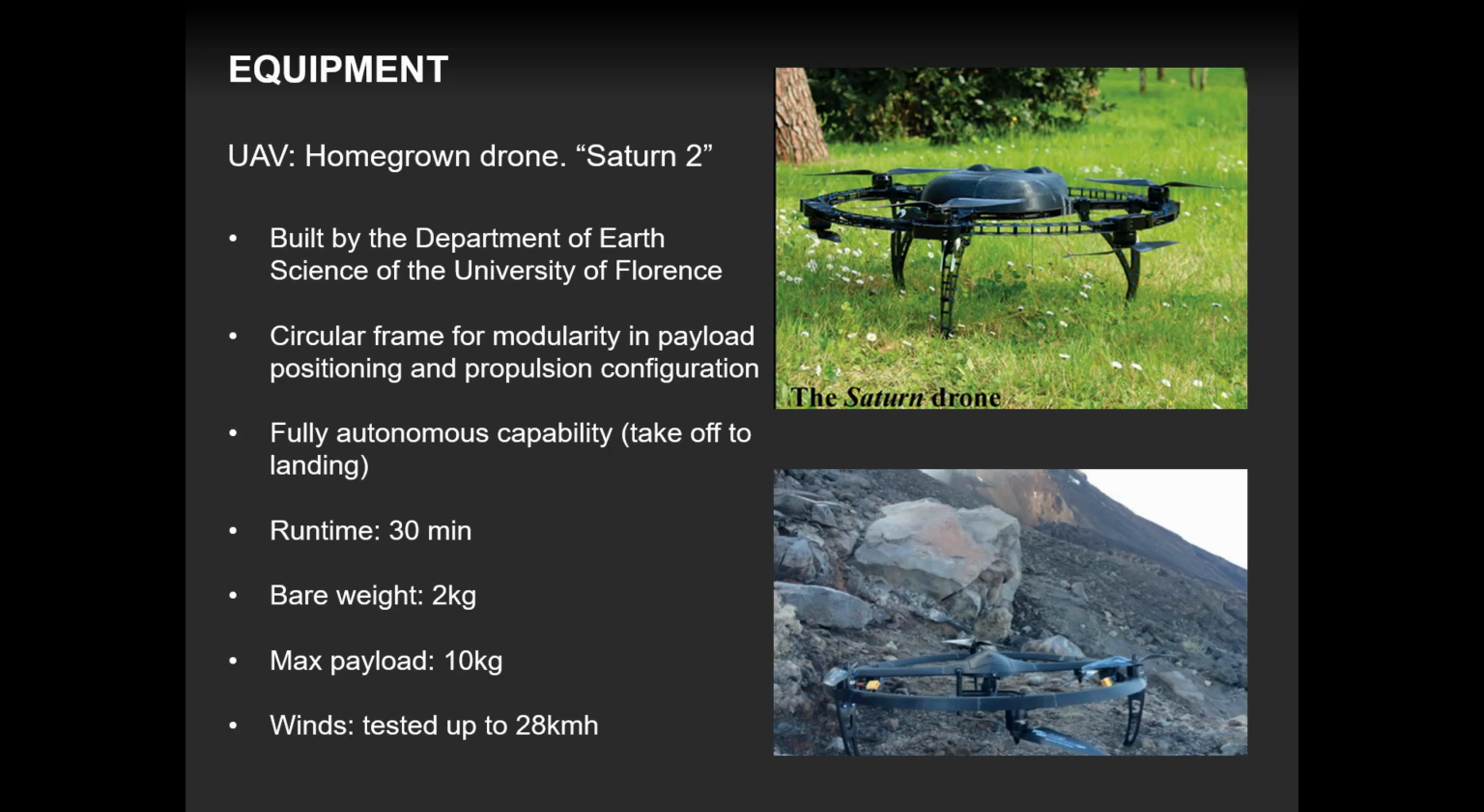So this unit, obviously GPS enabled, has fully autonomous capability. They can pre-program a flight path, set this thing up, let it do its mission, and it'll come on back to the home base there. The published runtime on this is 30 minutes. Here's the bare weight and max payload, up to 10 kg on the max payload. They've tested this up to close to 30 kilometers an hour, and so this is a constantly evolving platform. These folks are continuing to push the envelope. They're trying to make better and better drones. So this is always changing.